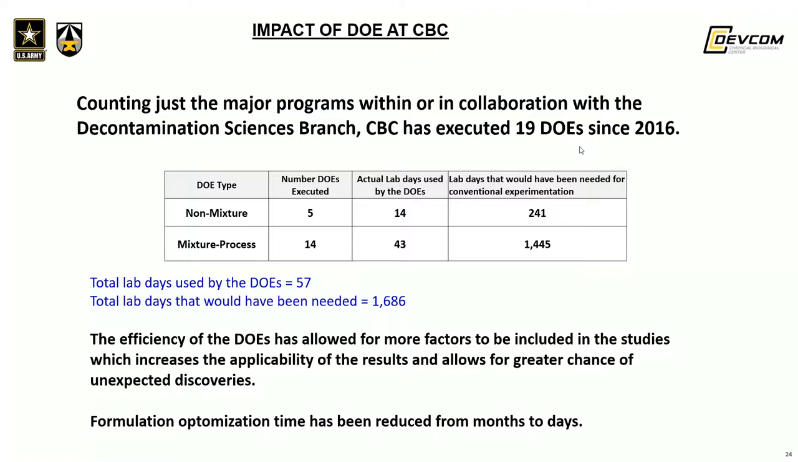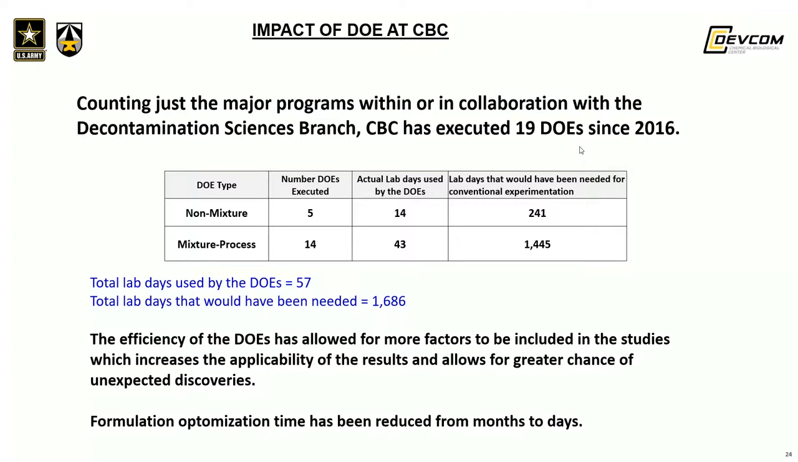And then if I said, well, if we were doing it the way we used to do it, that could be replicated full factorial if it's feasible. It could be intuition based. It could just be a lot of runs trying everything. I estimated the savings. So instead of 57 days with DOE, we would have been about 1,700 days without it. That's a huge saving in laboratory days.